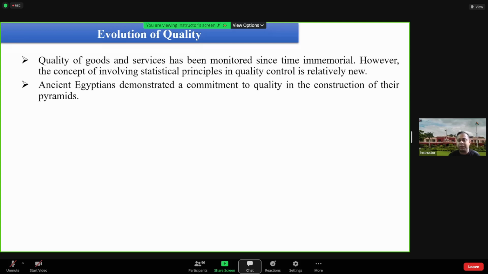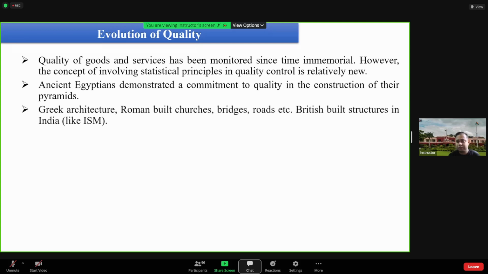We can take the example of our institute also. Our institute is almost 100 years old, and the buildings that were constructed almost 100 years ago are still intact. Similarly, we have other important bridges, like the Howrah Bridge. Such things still exist, and with some maintenance, they are still working fine.